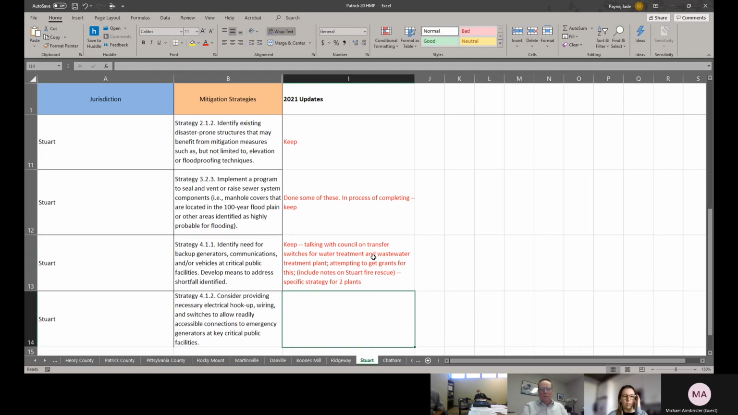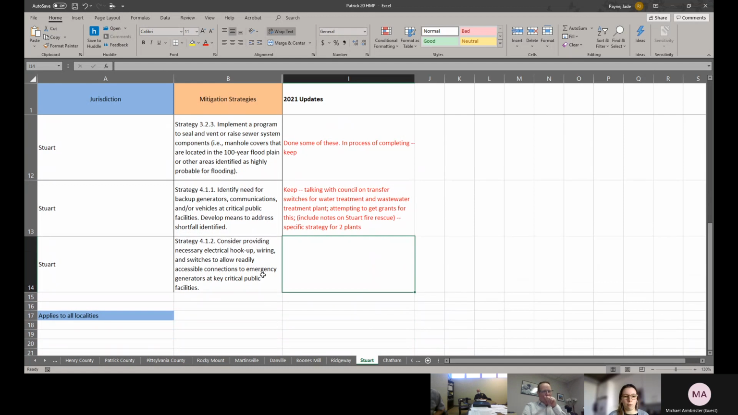Okay. And then the last one, strategy 4.1.2, consider providing necessary electrical hookup, wiring, and switches to allow readily accessible connections to emergency generators at key critical public facilities. So this sounds similar to the other one, that we're going to make a specific strategy for the water treatment and wastewater treatment plant. Okay.